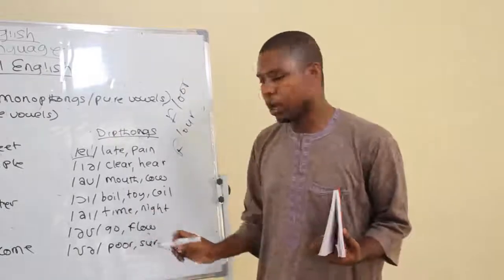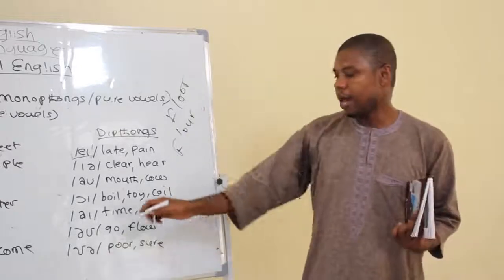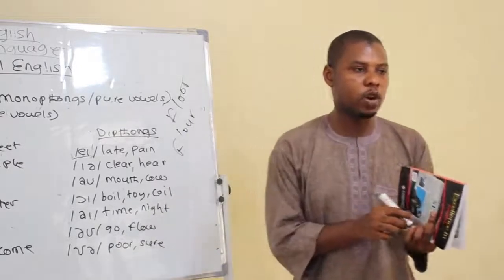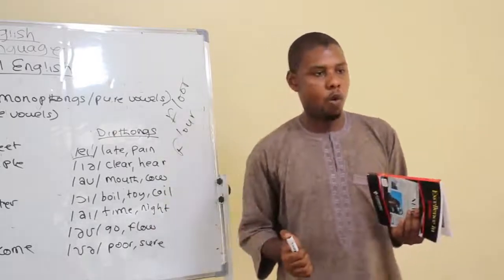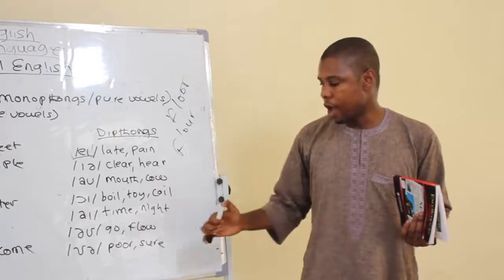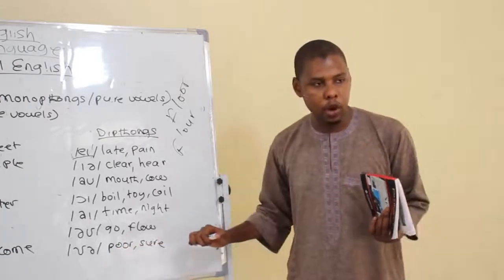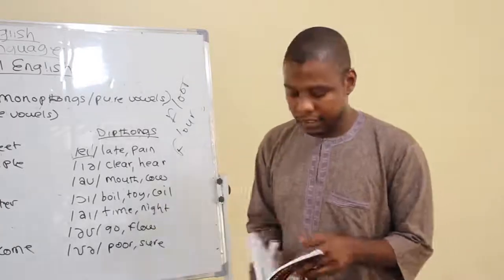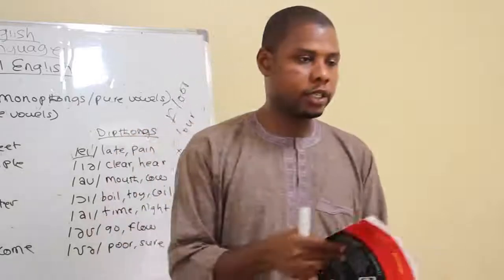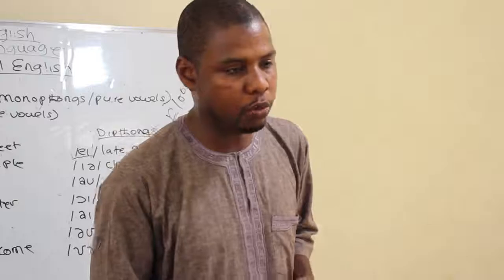This is pronounced as what? Flower, right? And the last one is pronounced as wa. And you find it in words like poor and sure. Now, these are the sounds. Now, let's look at some examples, some exercises before we go to the next category.